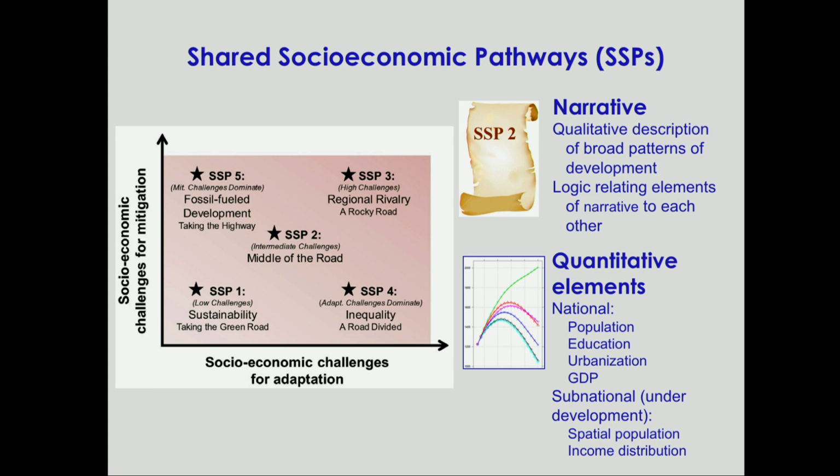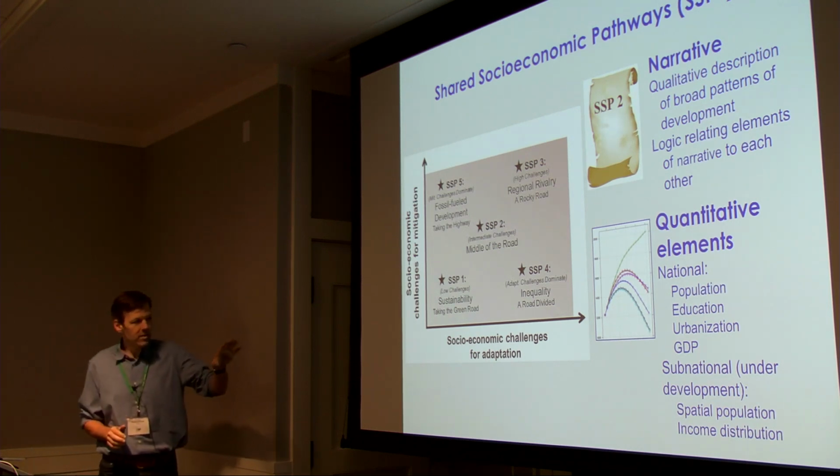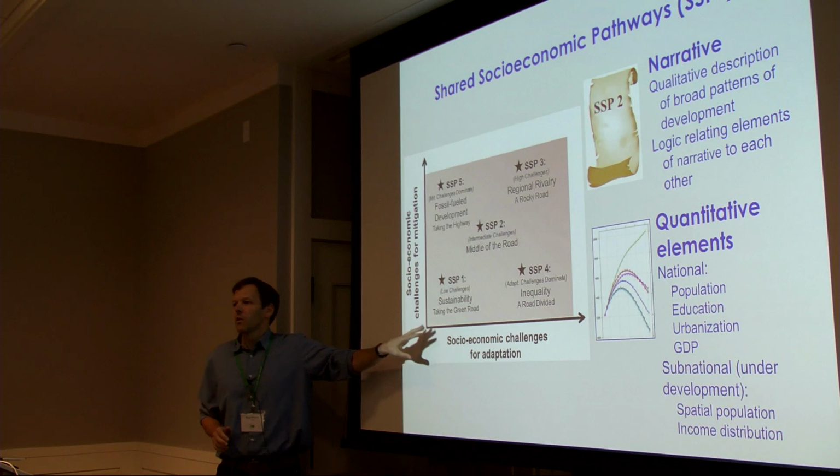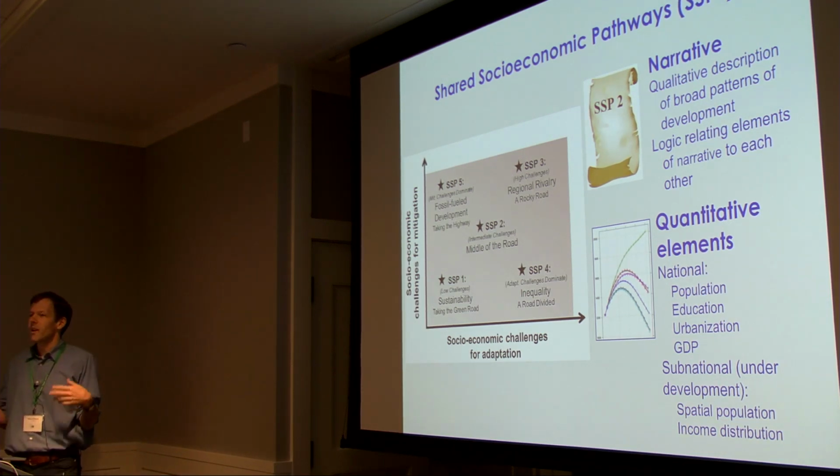Okay, so SSPs, a reminder of what these are. These are development pathways that include two kinds of information, qualitative narratives and quantitative elements for particular drivers. There are 5 of them, and they were designed with a conceptual framework, because there are millions of possible future development pathways. We want a small number. How do you decide which ones?